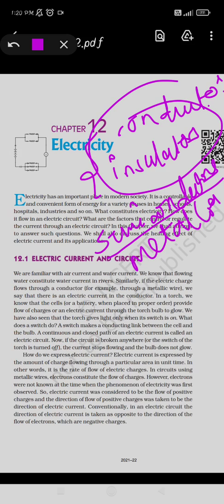Okay, so an electric current can be defined as a flow of charges per unit time.